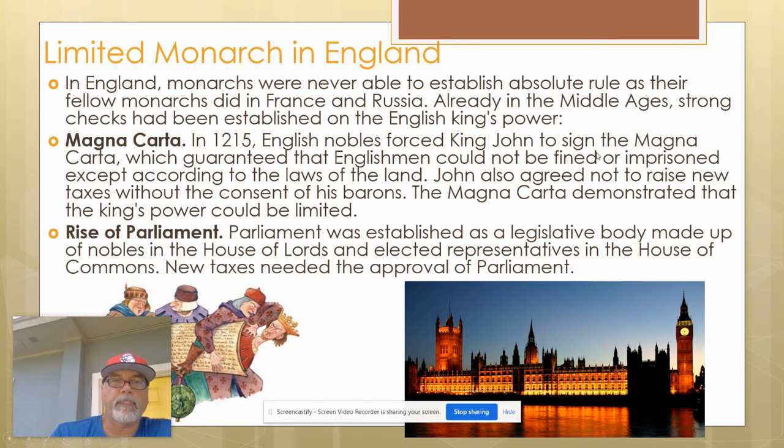So the rise of Parliament, what would happen is, as these barons would meet or decide if they're going to have taxes or not, they just kept meeting. And this ends up with the English government, which is their Parliament. So Parliament was established as a legislative body, so to make laws. And it's made up of two houses. You have the House of Lords, which is your nobles. And then you have an elected house, which is the House of Commons. So this is the side for the common people.